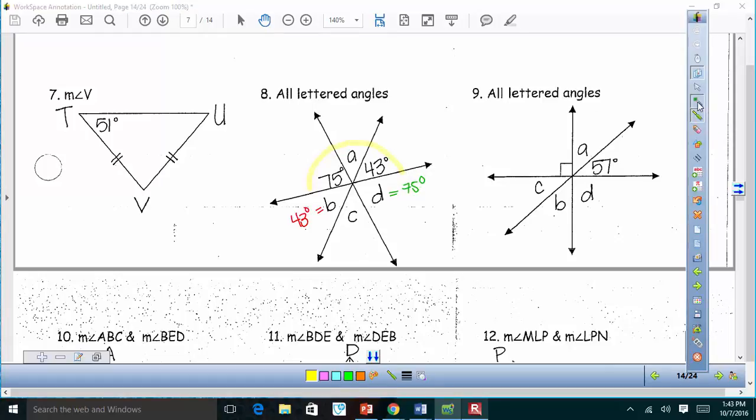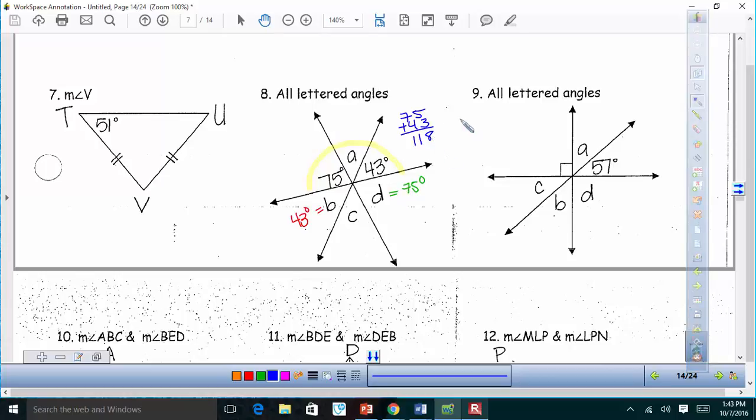So we would have to add 75 plus 43, which would be 118. Then we would subtract that from 180. And that would give me my measure for A. So A would equal 62. What does that mean C is? 62, because it's vertical. Very good.